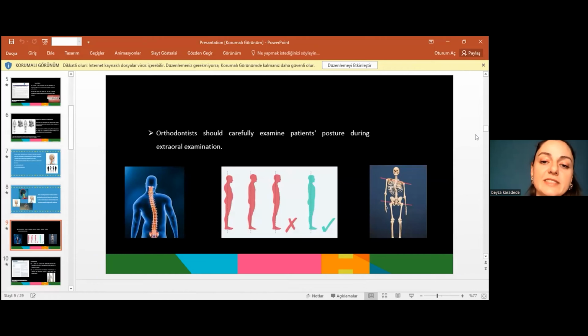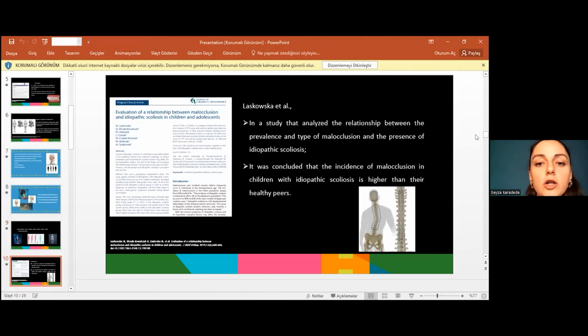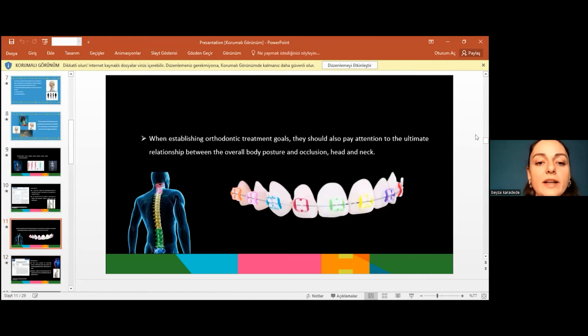Orthodontists should carefully examine the patient's posture during the extraoral examination. Lowosky et al., in a study that analyzed the relationship between the prevalence and the type of malocclusion and the presence of idiopathic scoliosis, concluded that the incidence of malocclusion in children with idiopathic scoliosis is higher than their healthy peers. When establishing orthodontic treatment goals, they should also pay attention to the ultimate relationship between the overall body posture and occlusion, head and neck.